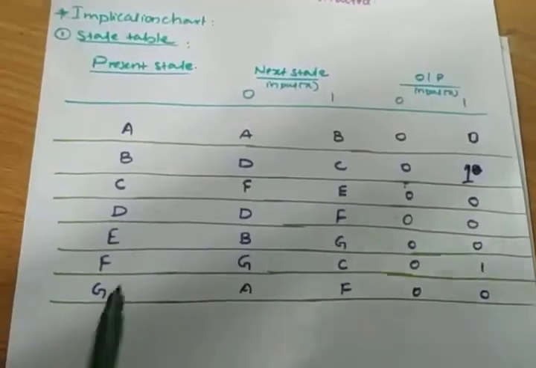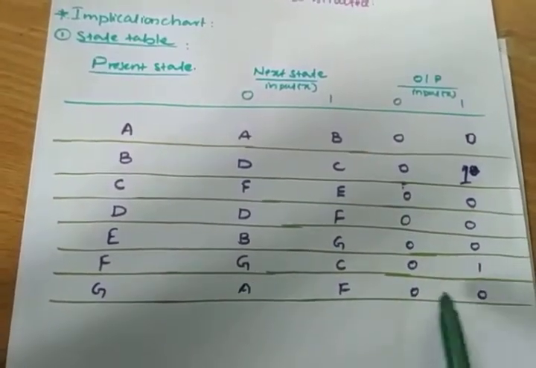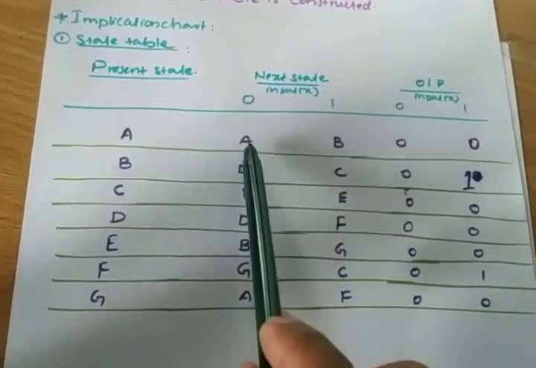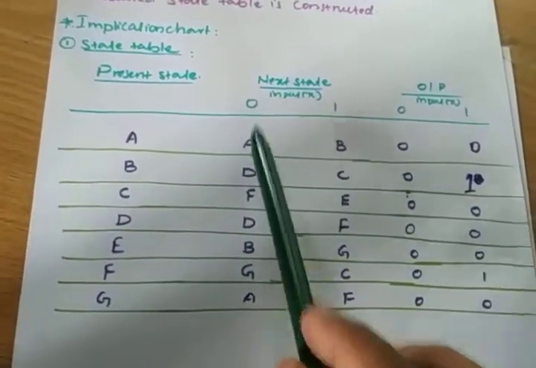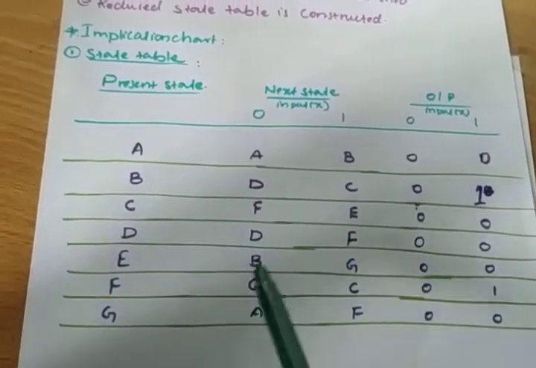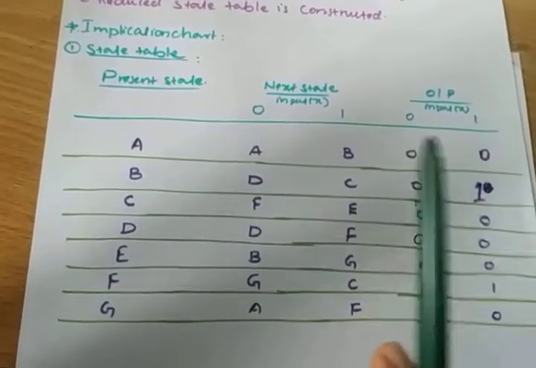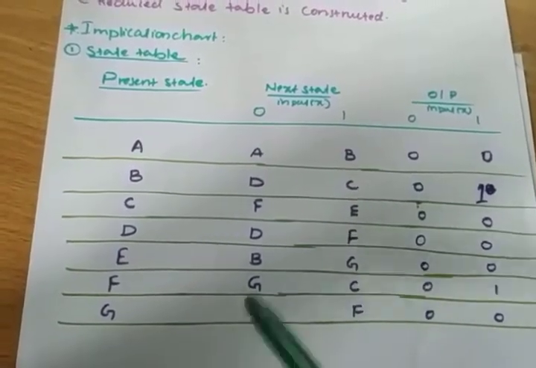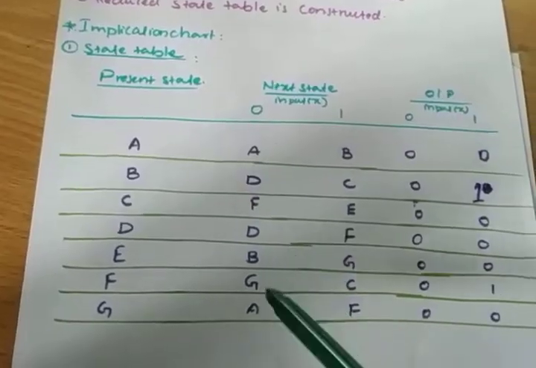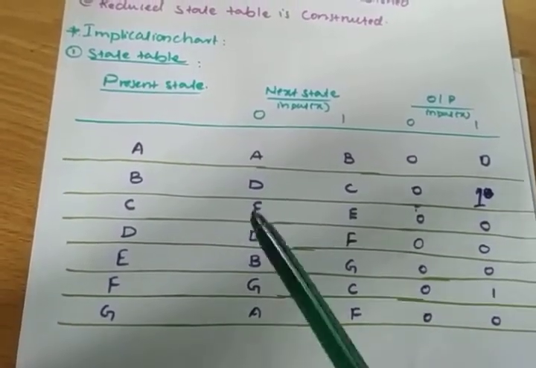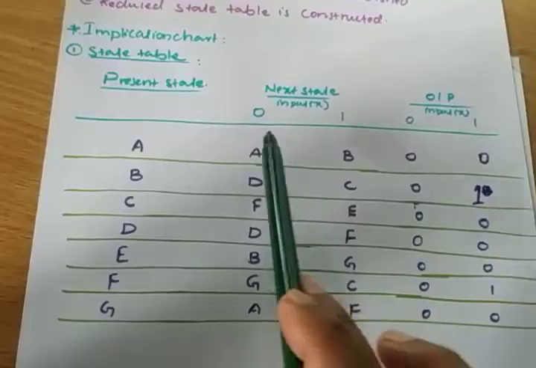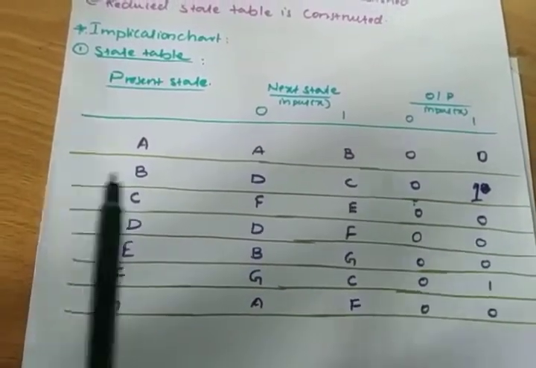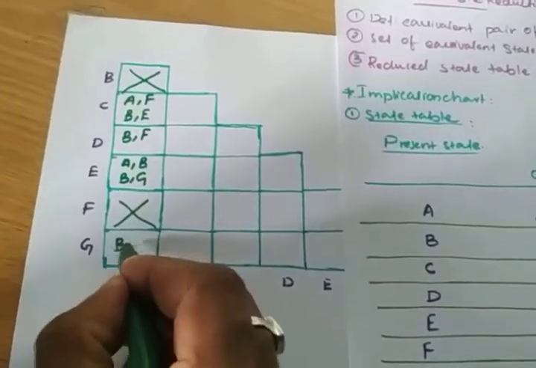So what is AG? A is 0 0, G is 0 0, so outputs are equal. Now check for next state. For input 0, A goes to A and G goes to A, so it is the same state. A comma A means same state only. If such a condition happens, we don't want to write it in the column. Both the states are equal, so we are not giving any entries to that particular column. So A means no need to write. BF, for one input it is BF, so we need to write B comma F pairs.